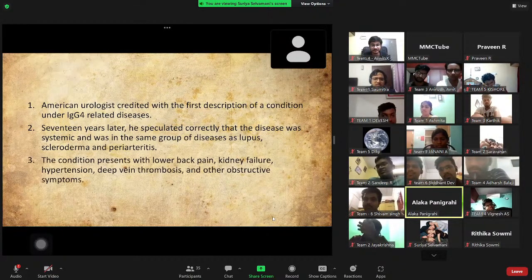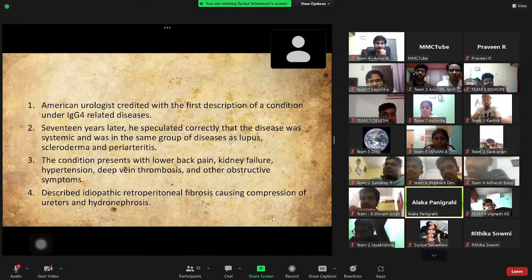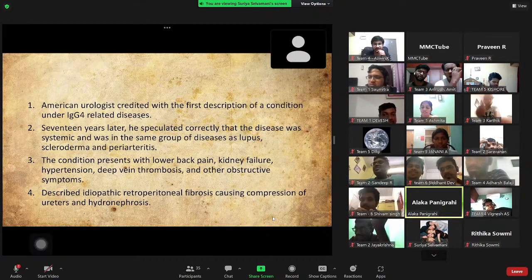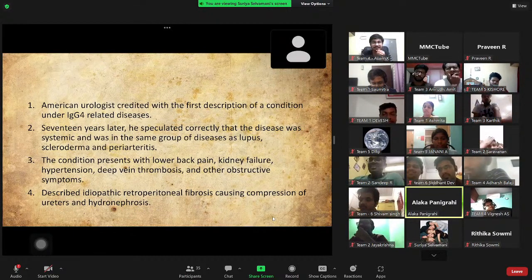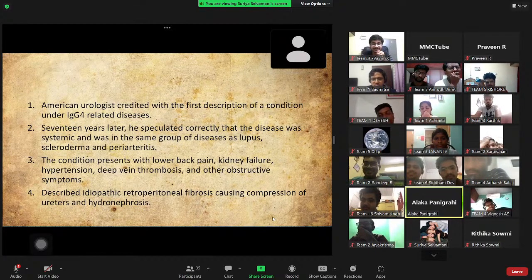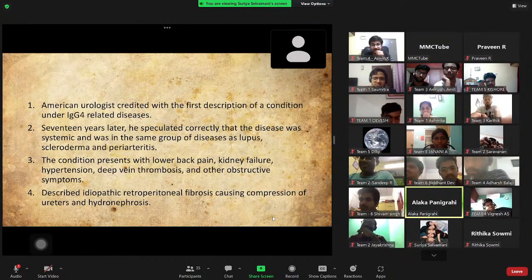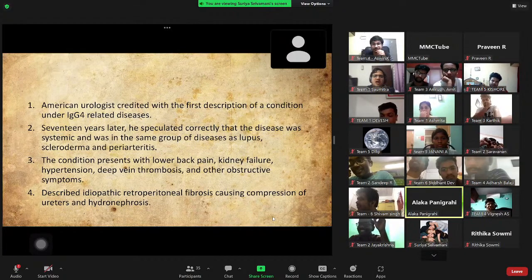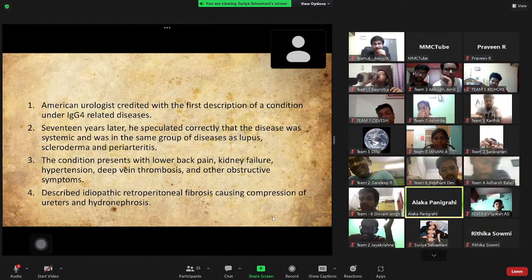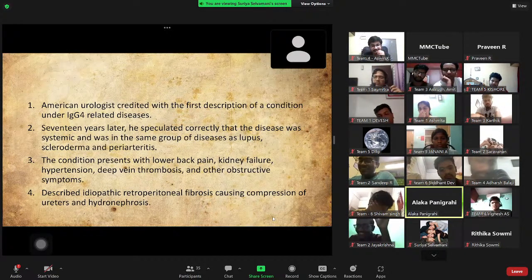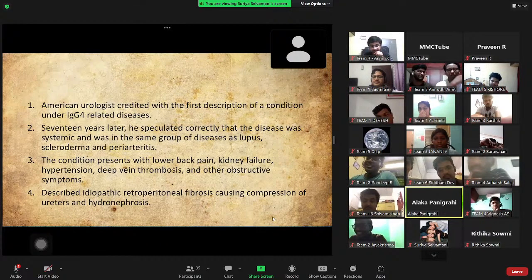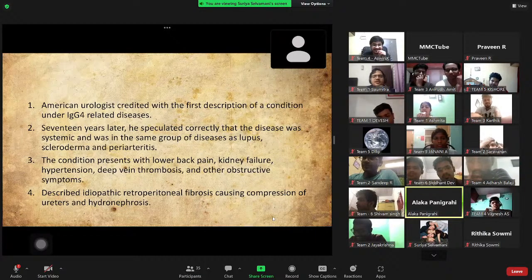So this condition presents with lower back pain, kidney failure, hypertension, deep vein thrombosis, and other obstructive symptoms. So he basically described idiopathic retroperitoneal fibrosis. His full name is John Kelso Ormond. He and Albarran, in fact, together have an eponym, known as the Albarran-Ormond syndrome, because even Albarran contributed a bit to the discovery of retroperitoneal fibrosis.